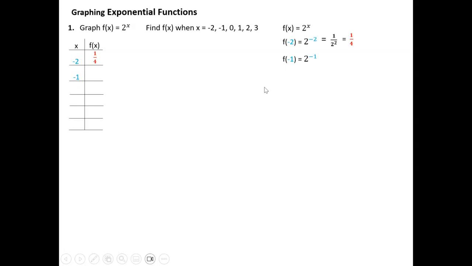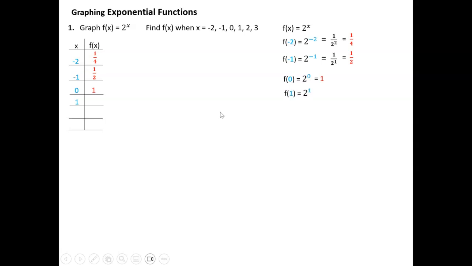Now let's evaluate f of -1. When we evaluate f, 2 to the negative first power is going to give us 1/2. So when x is -1, y is 1/2. Now let's evaluate f of 0. So f of 0 is equal to 2 to a 0 power, and anything to a 0 power is always 1. So when x is 0, y is 1.